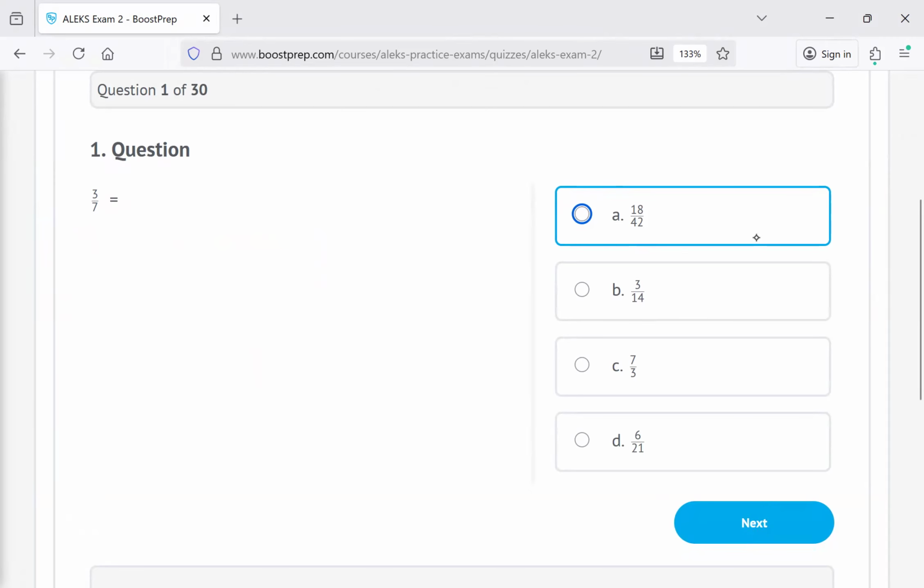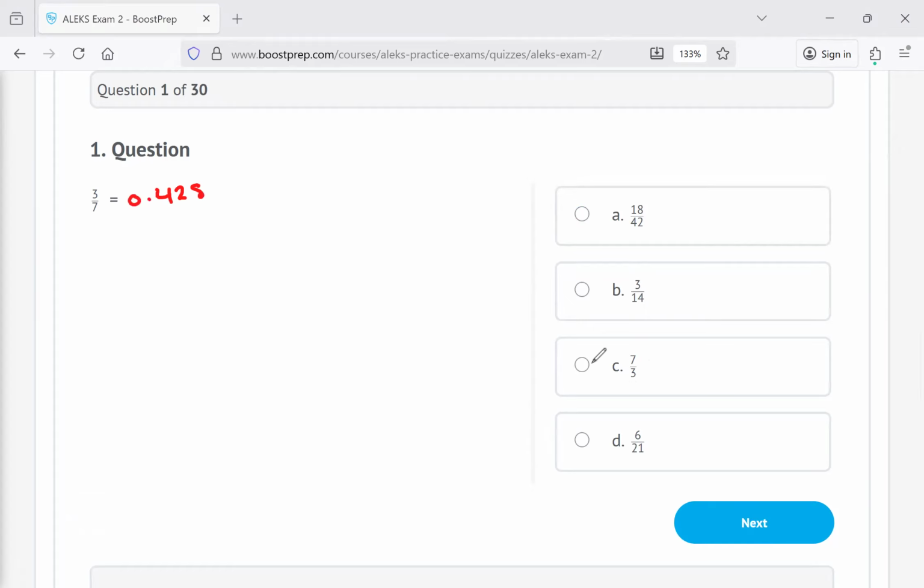What I would do on this one is literally put 3/7 in the calculator, if they allow calculators on certain problems, because sometimes they don't. If you put that in the calculator, that's about 0.428. And then what I would do is just test each one. If it gives me a decimal of 0.428, that's the one.